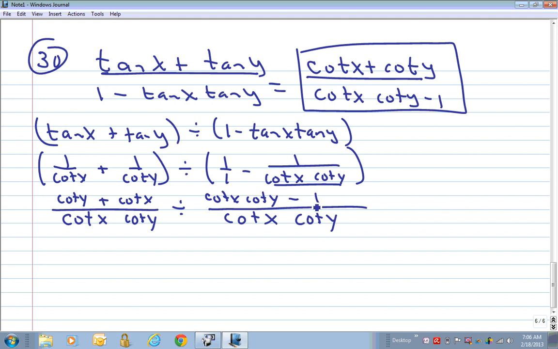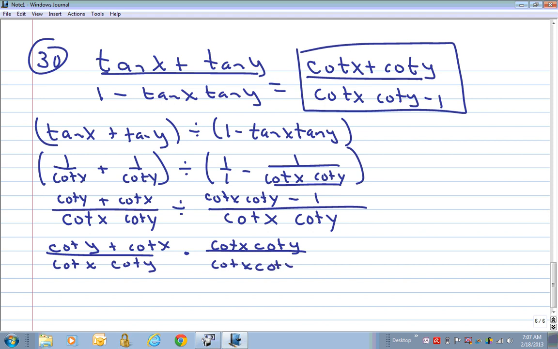All right. Now, we've done that. Let's go ahead and multiply by the reciprocal and see if we have some cancellations. So we have cotan y plus cotan x over cotan x cotan y, and we're going to multiply by cotan x cotan y over cotan x cotan y minus 1. There's a cancellation, we see that. All right, so this cancels with this, and it looks to me that we just made it to where we need to be. Yippee. So we've got cotan y plus cotan x, which we could switch, make this the x and this the y.